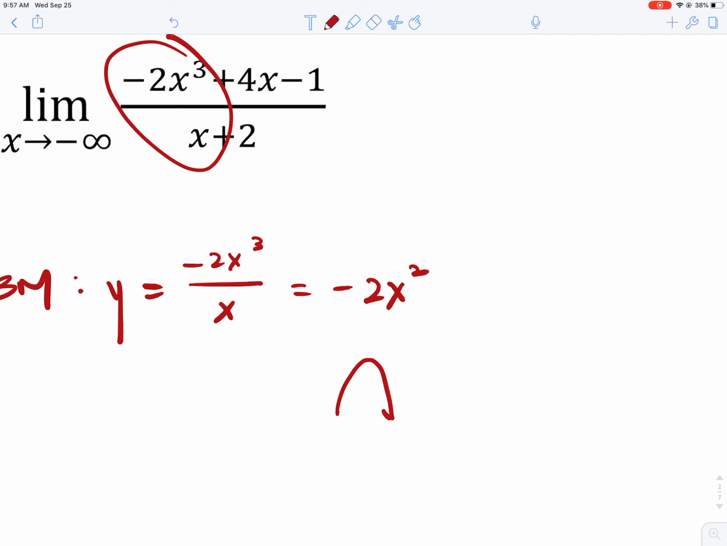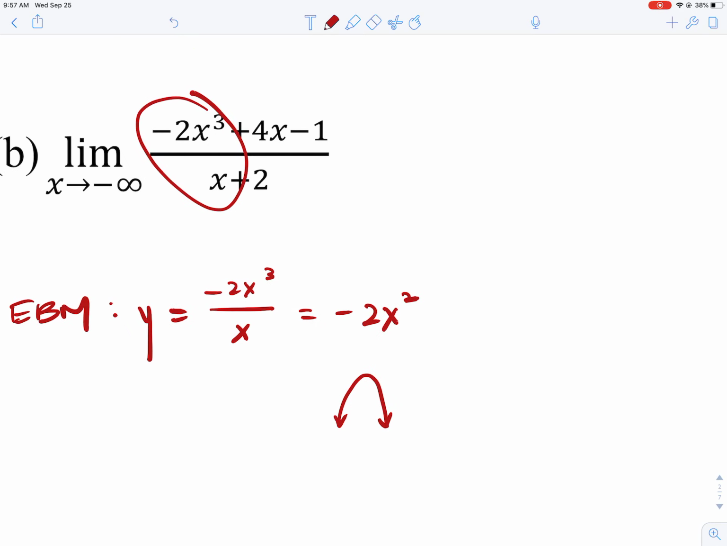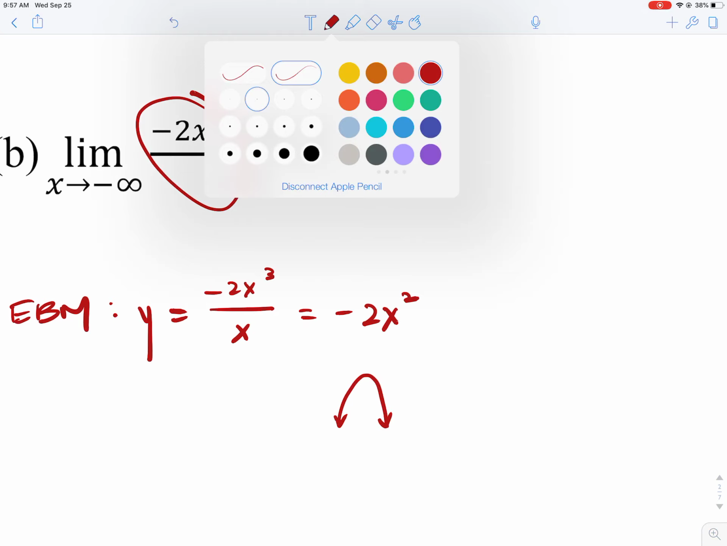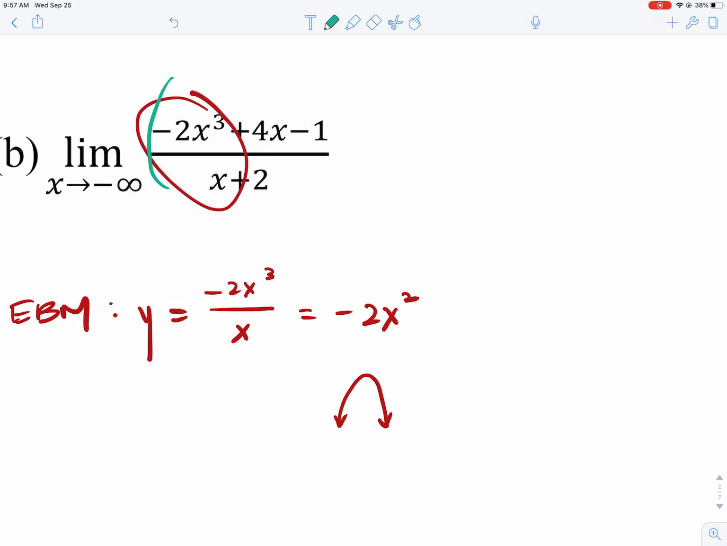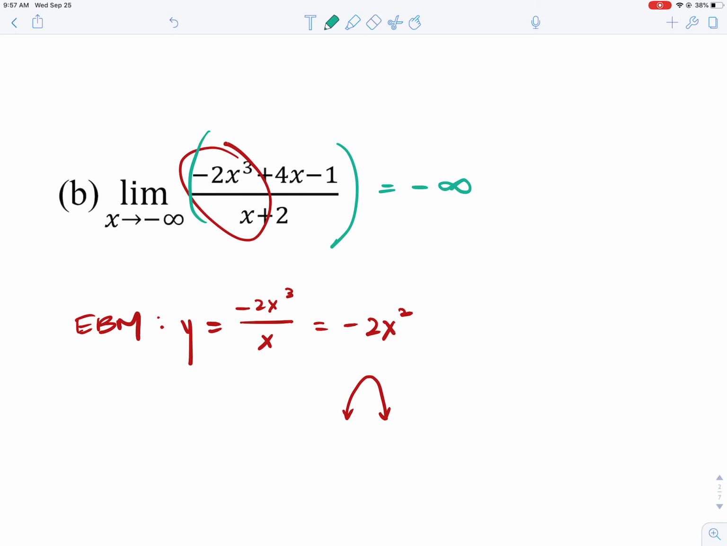So that's a quadratic, or a parabola, right, is the graph of a quadratic that opens down. Meaning, as x approaches negative infinity for this function, that function is going to have the same end behavior as y equals negative 2x squared, meaning the function will end up approaching negative infinity. Okay.